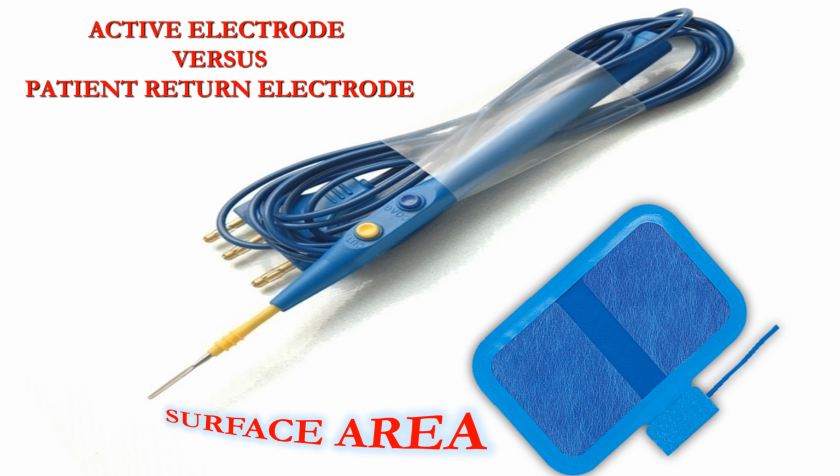When the same current passes through the patient return electrode, which has a wide surface area, many thousand times greater than the surface area of the active electrode, the current concentration is very low and the thermal effect is none or very minimal. So the difference is the surface area. The patient return electrode has a wide surface area, low current concentration, no thermal effect.